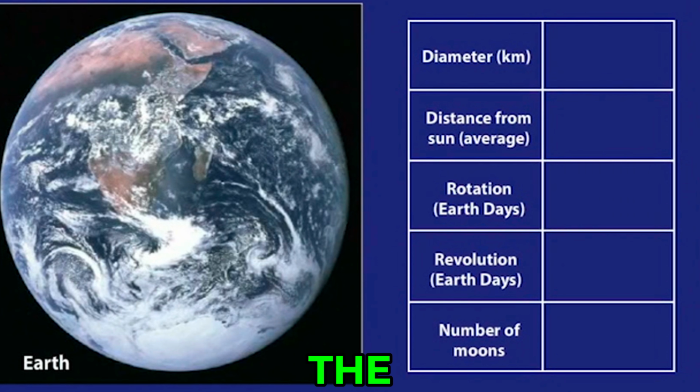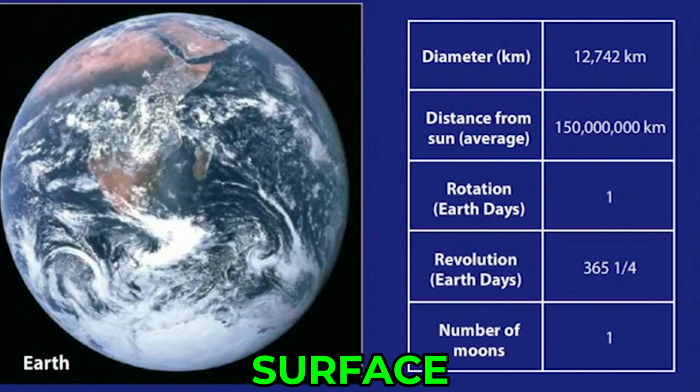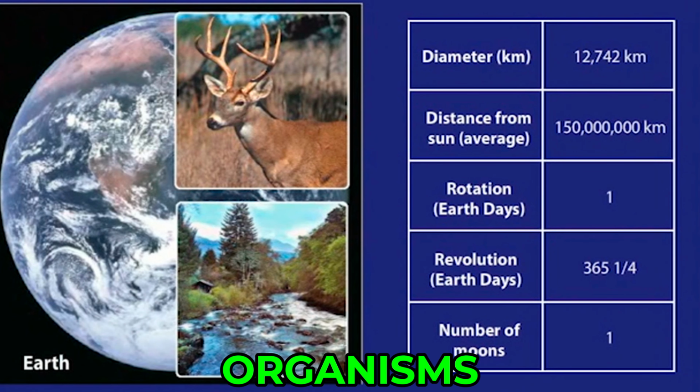The Earth is the third planet from the Sun. The Earth's distance from the Sun allows for moderate temperatures that keep most surface water in liquid form. The presence of liquid water and an oxygen-rich atmosphere make Earth suitable for millions of living organisms.